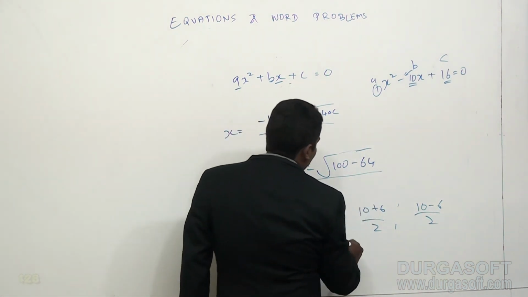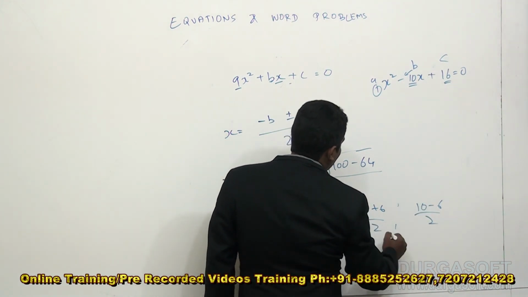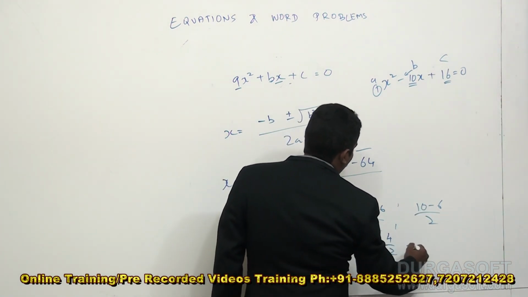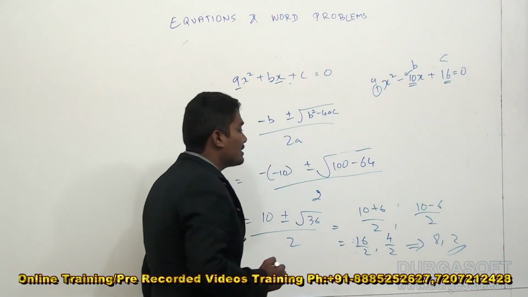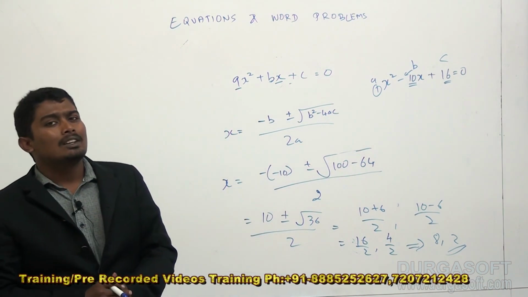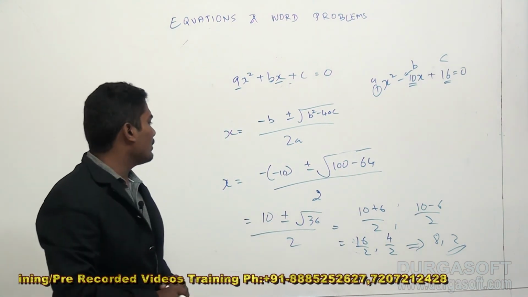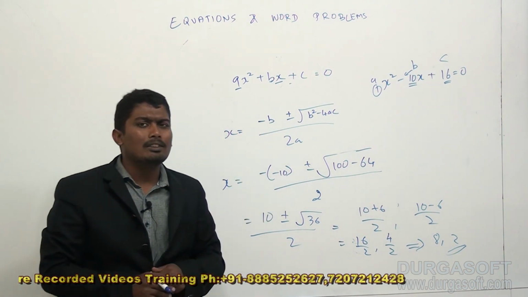10 plus 6 is 16 by 2, and 10 minus 6 is 4 by 2. So the answer is 8 and 2. This is how I will be doing it. Now in most cases, solving using the formula will be longer.